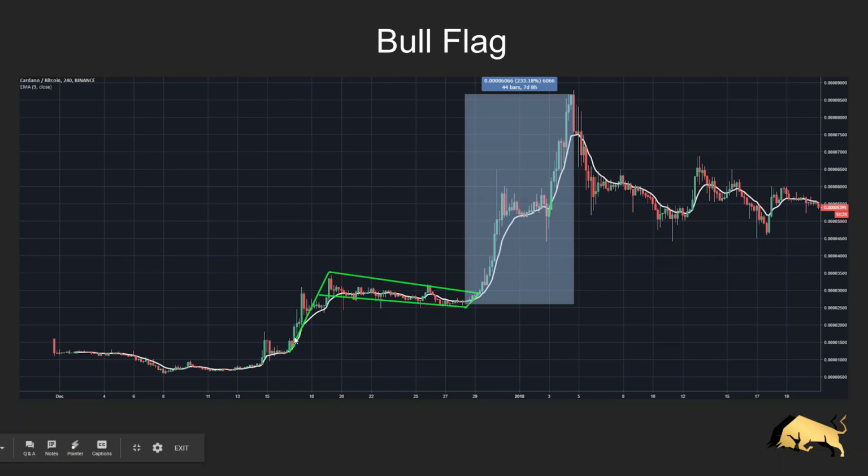So again, you're looking for the strong move up, slight correction, movement sideways, and then usually, the longer it goes, the stronger the move is going to be. The longer it takes to cool off, it's basically accumulating potential energy to then have a strong move up. So this was it for the bull flag.